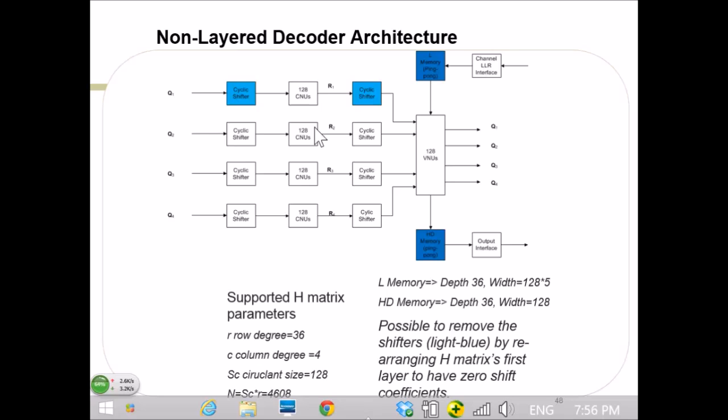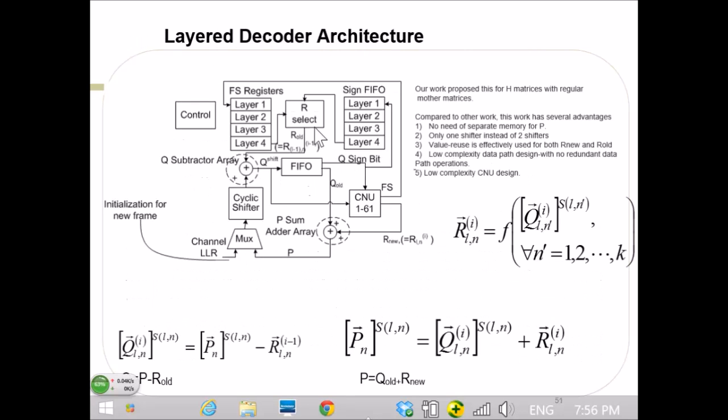So essentially, for the same throughput, I spend less of the hardware resources. So that's what happens for the layer decoder. You have only one CNU for one layer. A little bit more complexity is added, but that complexity is more in terms of the control as opposed to the area. Then you do the different layers, and then you have the variable node update.